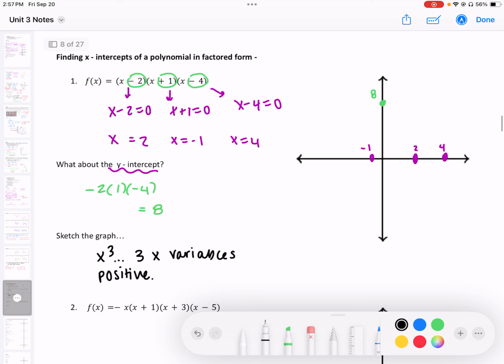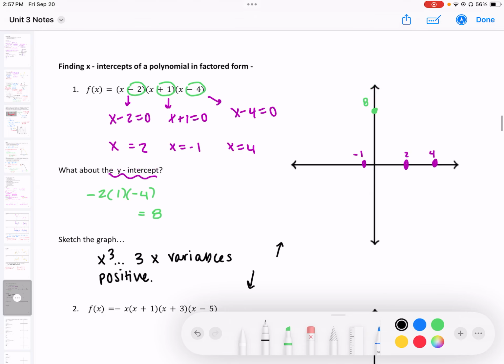So I know that my end behavior is going to look something like this. So if I sketch, I know I start low, I go up, I will come down. Let me rewrite that. There we go. I'm going to go down and then come back up. Okay, that is my function when it's graphed.